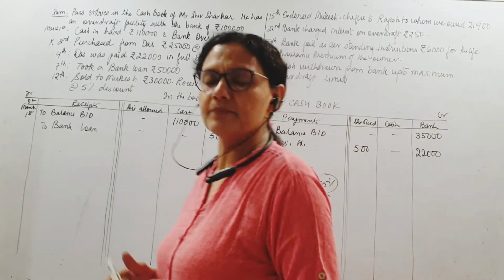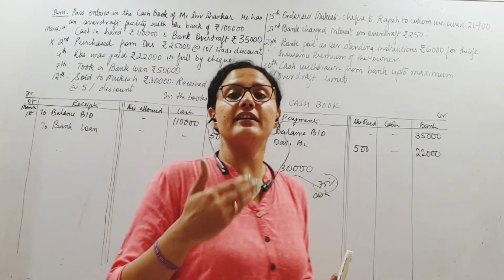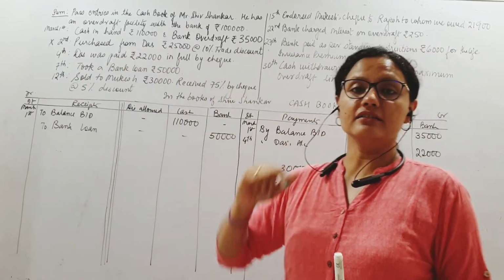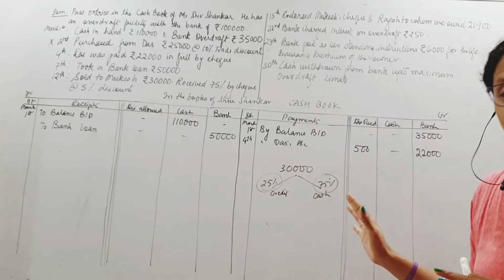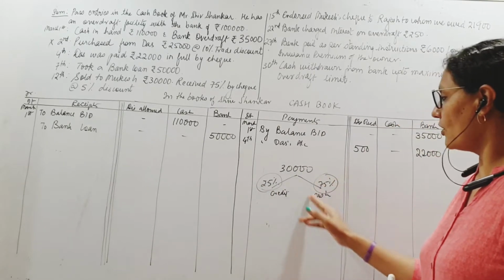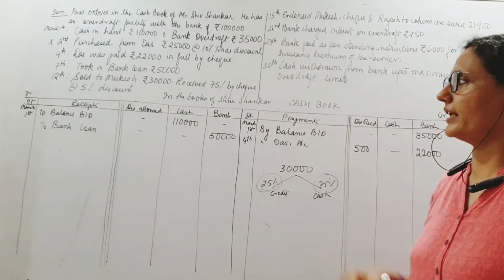We have already done that. All credit sales are recorded in sales book. All credit purchases are recorded in purchase book. Correct? We have a separate book for that. So we will not put everything in the cash book. So let us see of this, the credit part, cash part of it, how do we record?